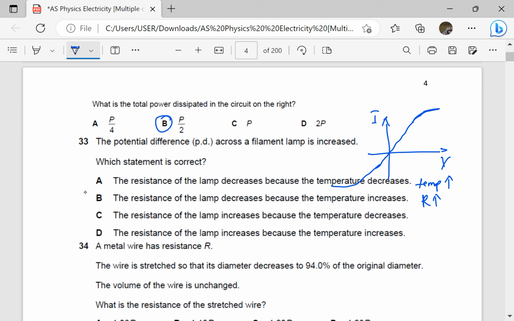So which statement is correct? The resistance of a filament lamp decreases because the temperature decreases. That's not true. The resistance of the filament lamp decreases because the temperature increases. The resistance is directly proportional to temperature, that is true, but this one is showing an inverse relation. The resistance of the filament lamp increases because the temperature decreases. This part is not true. The resistance of the lamp increases because the temperature increases, which is true. So the answer is going to be D.